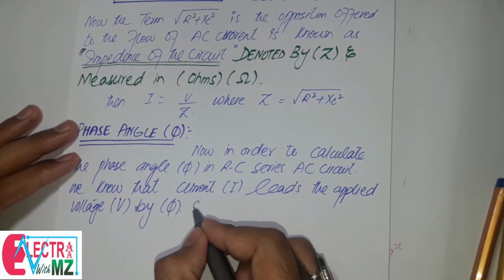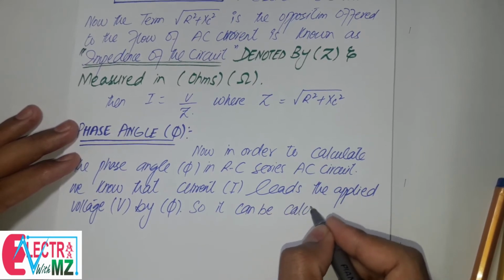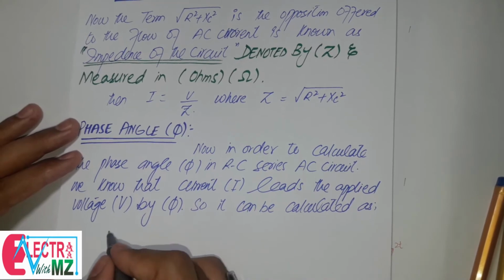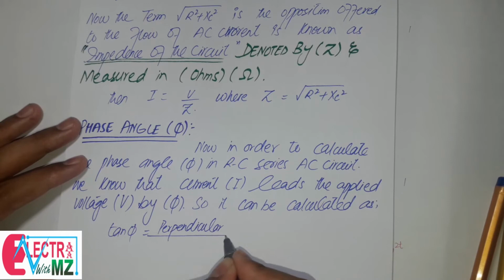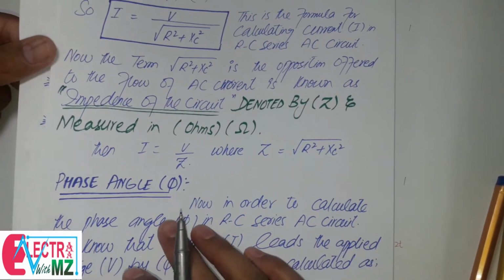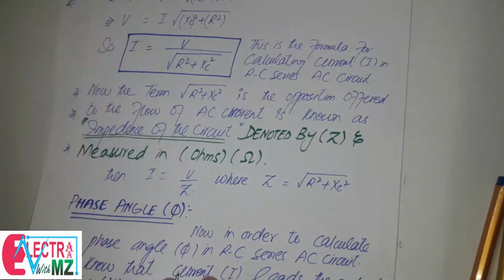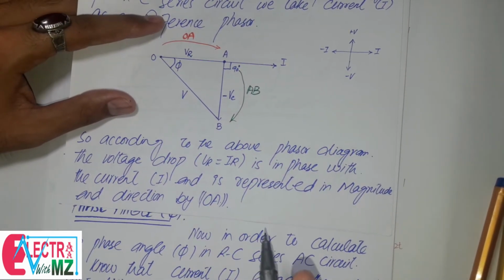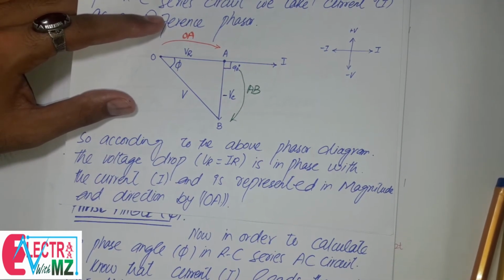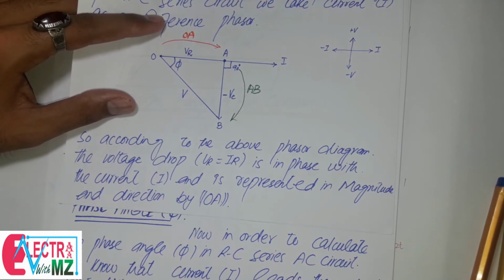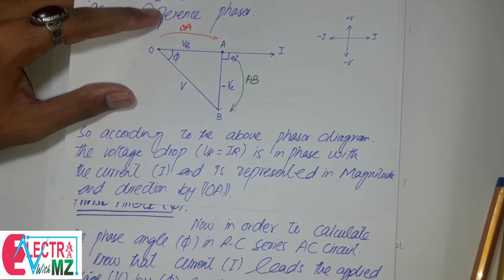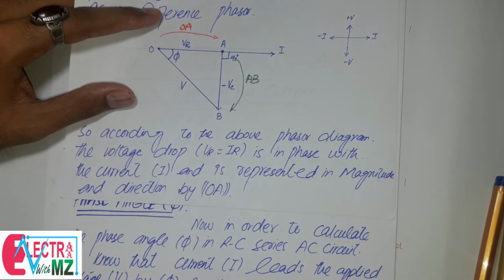So it can be calculated as tangent phi is equal to perpendicular divided by base, and we know that in the phasor diagram, this is the perpendicular AB over base OA, where AB is equal to minus VC and OA is equal to VR. Since VC is equal to IXC and VR is equal to IR, so I cancel out each other. So tangent phi is equal to minus XC over R. Okay.